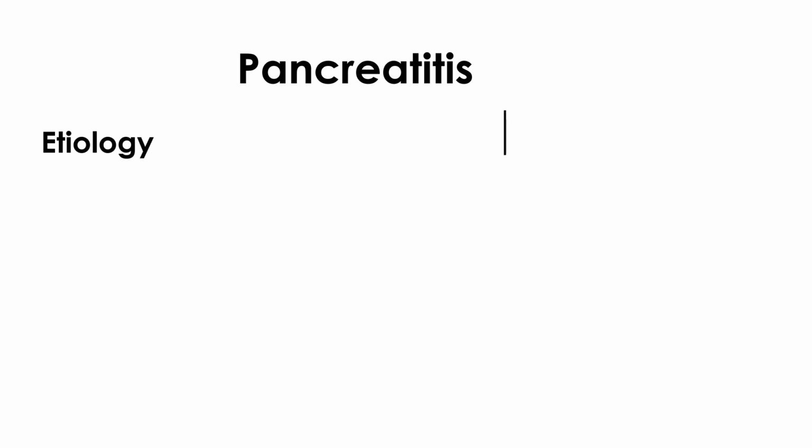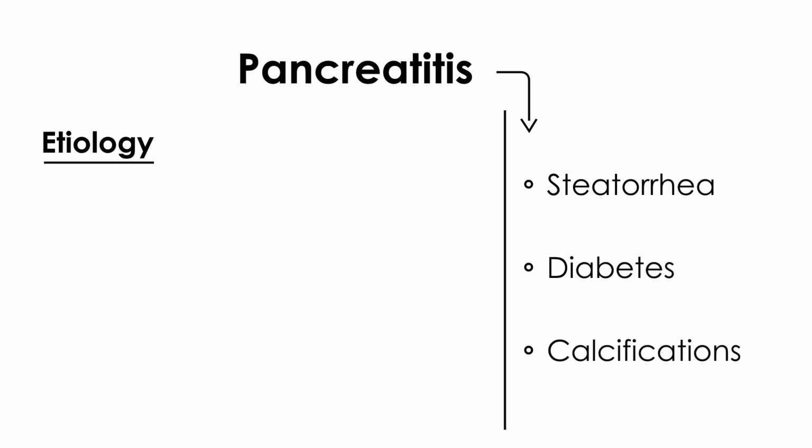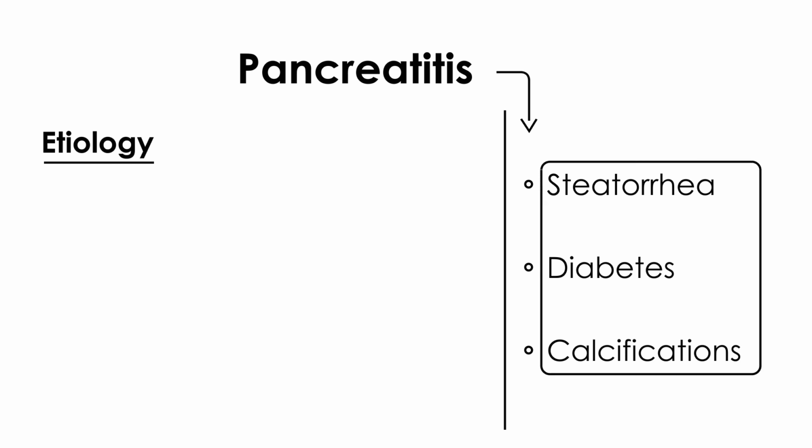And actually, right before I get into the etiology, I would like to give you a preview of the three things that it causes, which are sort of the famous triad. And that famous triad is steatorrhea, diabetes, and calcifications. A lot of the vignettes that you see on licensing exams will have these three things, and that is a very, very big trigger that the answer is pancreatitis. So let's get into the etiology.